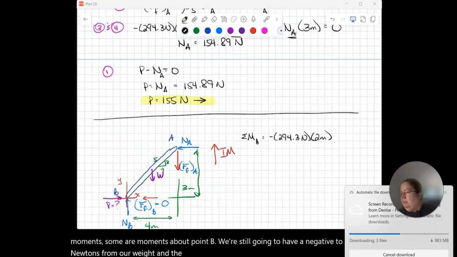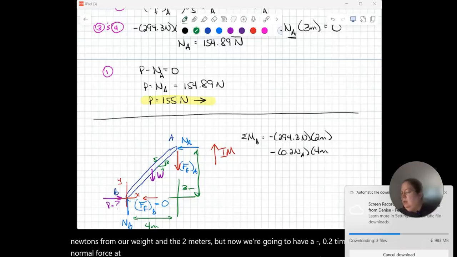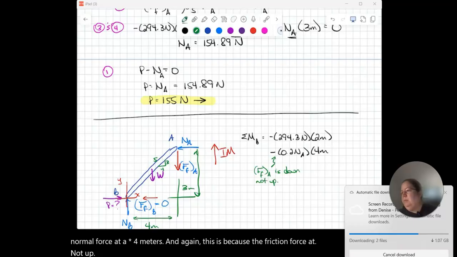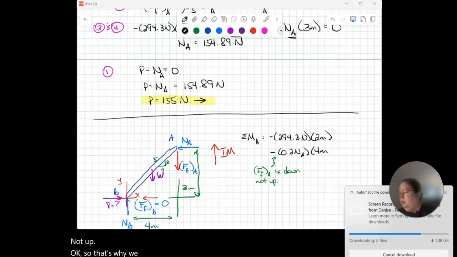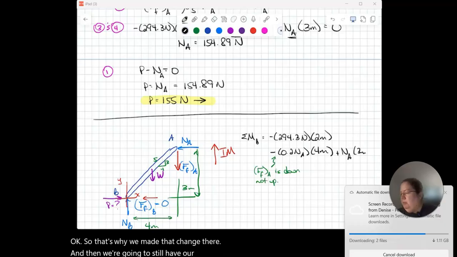But now we're going to have a minus 0.2 times the normal force at A times 4 meters. And again, this is because the friction force at A is down, not up. Okay, so that's why we made that change there. And then we're still going to have our normal force at A times 3 meters equal to 0.